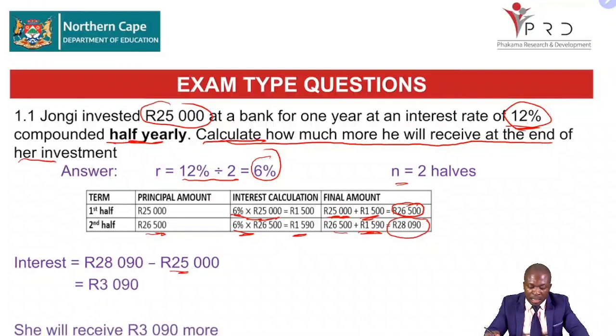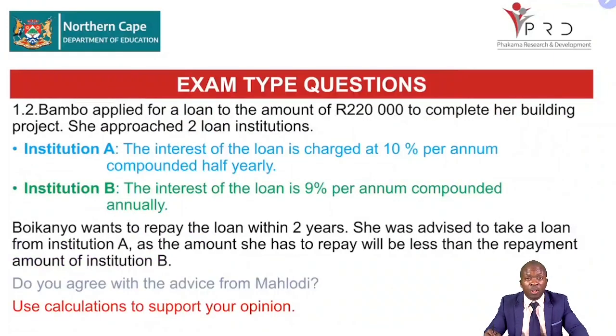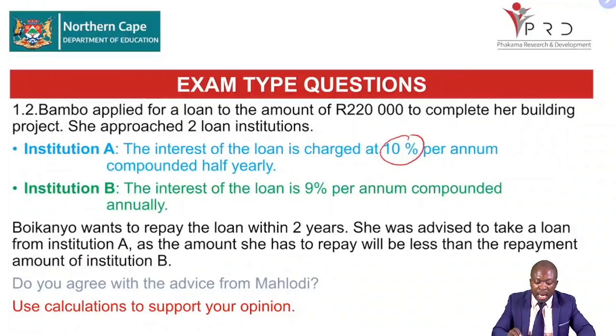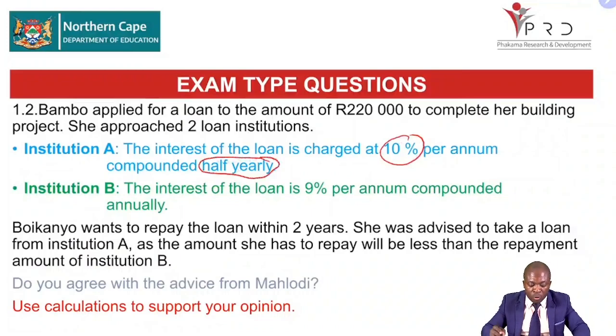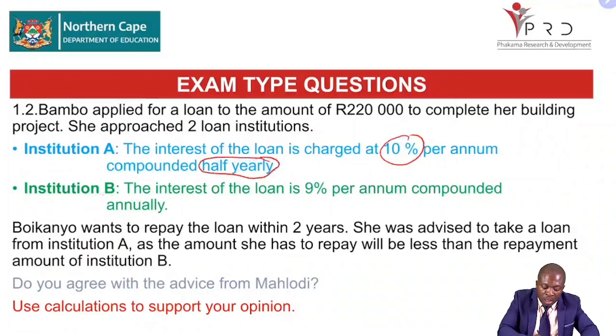Now, let's look at the next point. Question 1.2. Bambo applied for a loan to the amount of 220,000 to complete a building project. She approached 2 loan institutions. Institution A said, we are going to give you interest rate of the loan at 10% per annum, compounded half yearly. When I circle like this, also take that paper which they have given to you, circle it, because that's how we work and make sure you improve. Then institution B said, our interest rate is only 9%, but it's compounded annually.